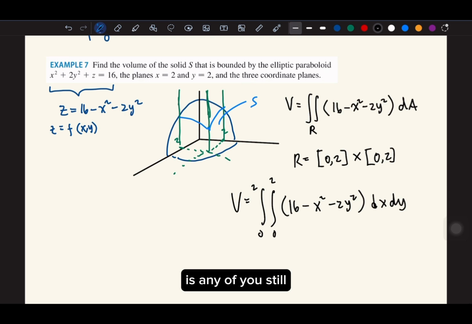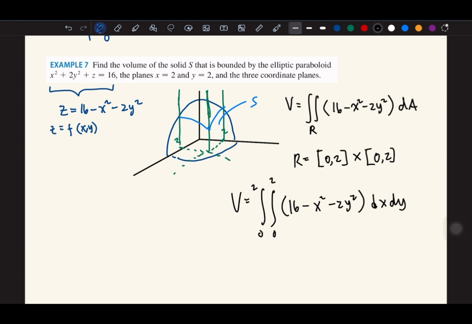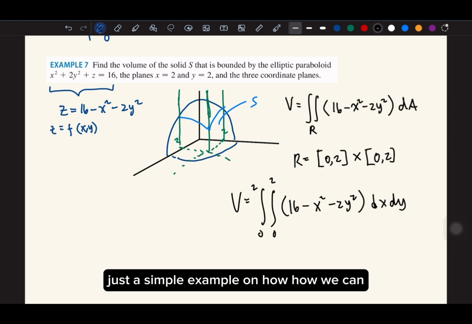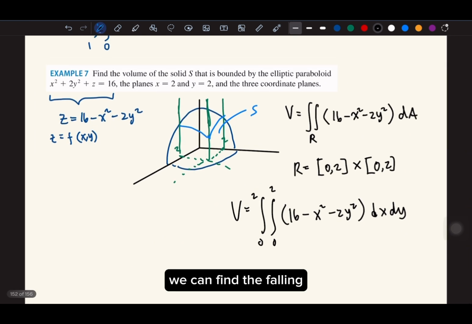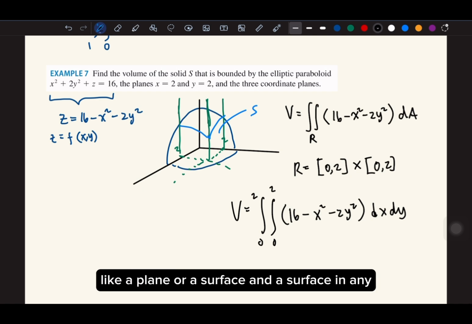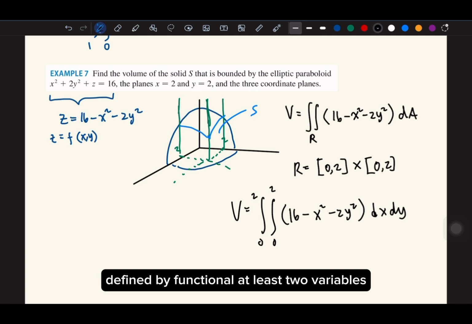Are any of you still maybe confused on how to integrate this stuff? I think it should be okay. This is just a simple example of how we can find the volume. But the idea here is to imagine that if you have a plane or a surface, in any shape, that can be defined by a function of at least 2 variables, then this is the way you are going to identify, observe, and then write the process.